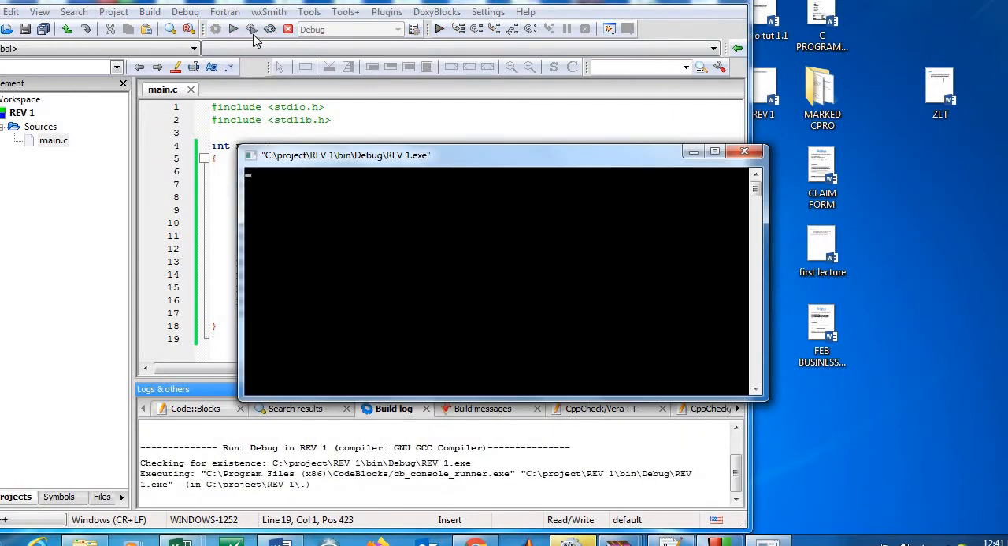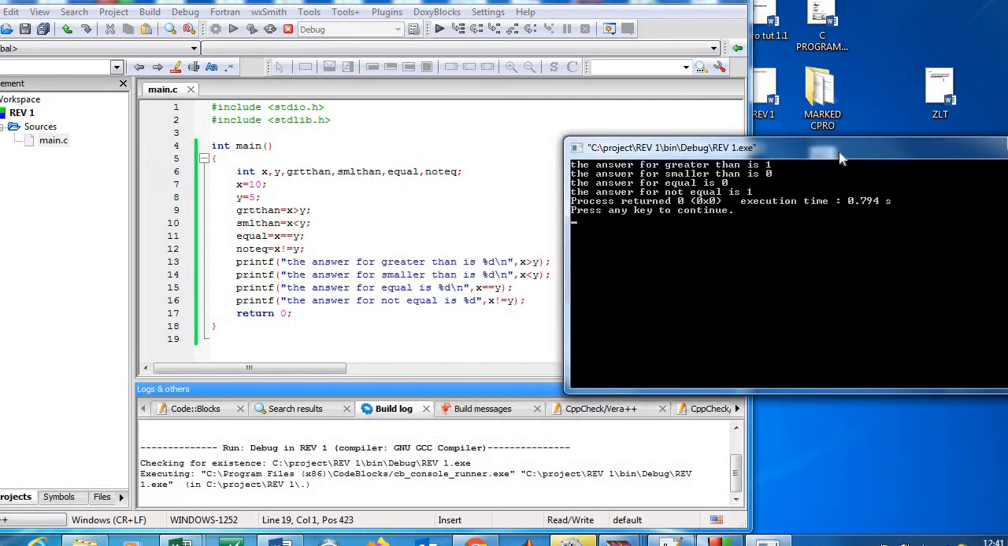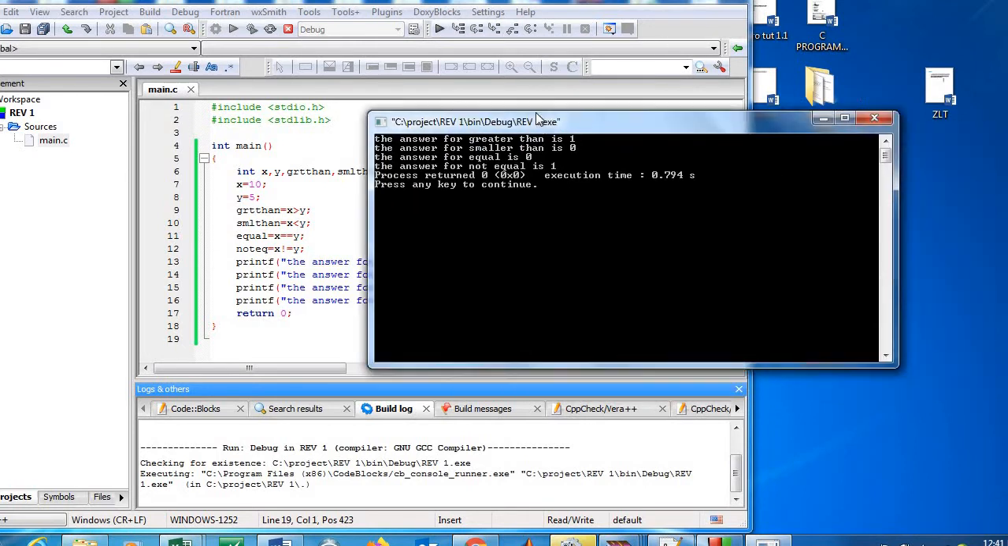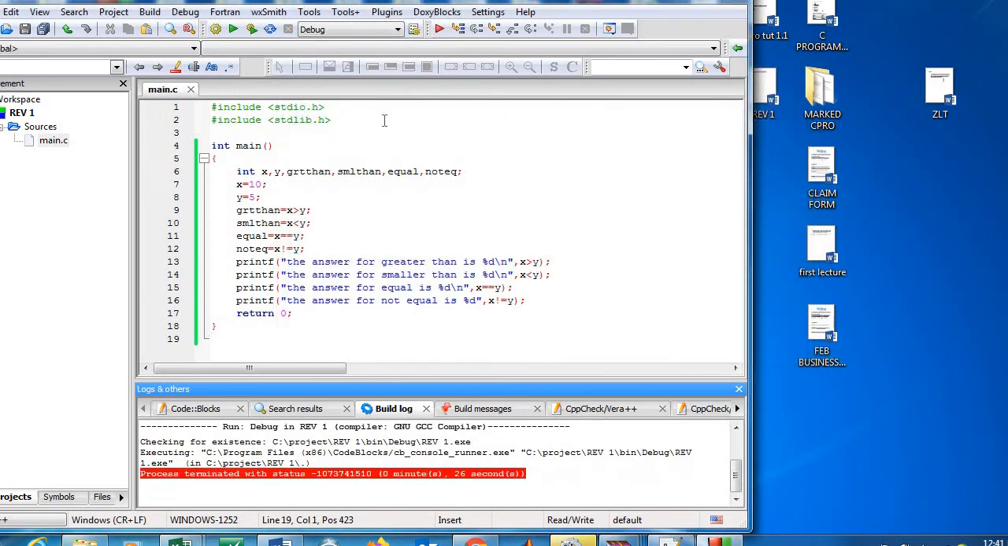So after running your program, you see that when we've got two variables, 10 and 5, if 10 is greater than 5, it is true and it will return a 1, but when it is false, it will return a 0 for the smaller than and for the equal. And for the not equal, it is true and it returned a 1, like this. So you can also answer such a question, or that is question 2 again, using this format.